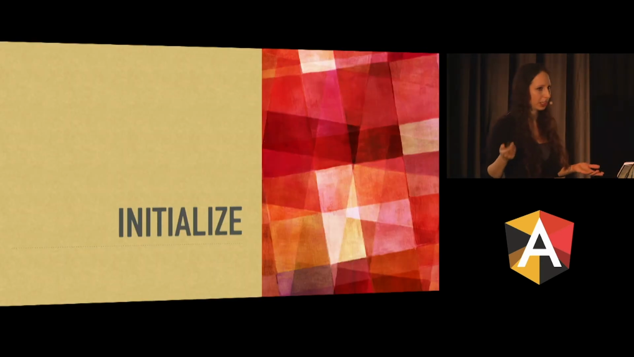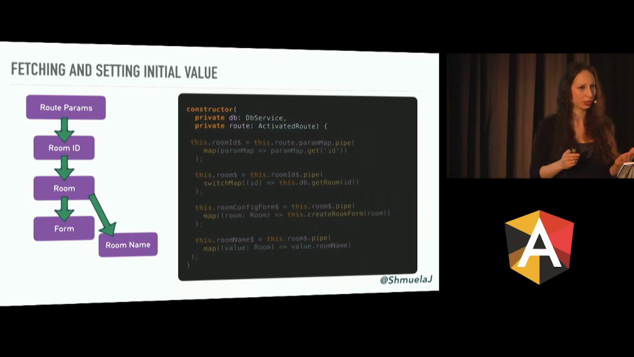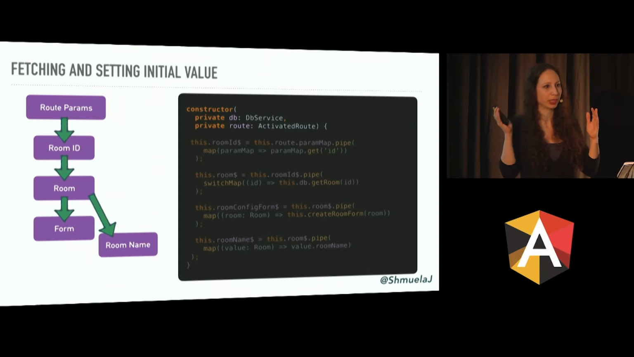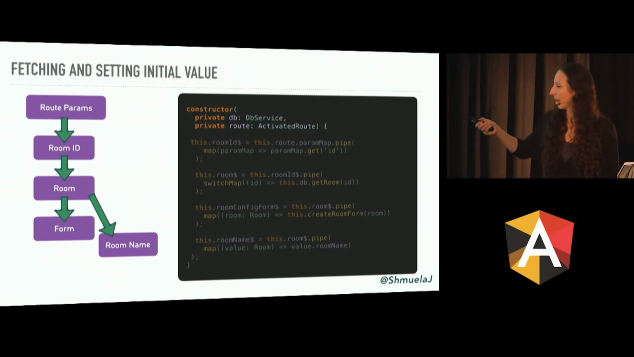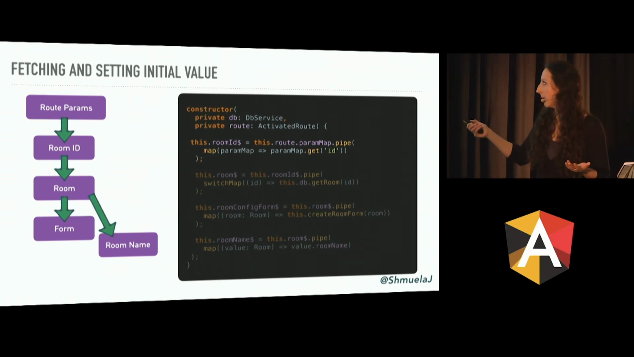So let's start. We're initializing the form. How do we do this? Like I said, we're looking at the route params, and the router gives us the service ActivatedRoute. And this service has the paramMap, which is an observable. So on the observable, we pipe operators, and we get the ID from it, okay? So I hold this room ID observable just to get the different IDs. I can use this now in the component.